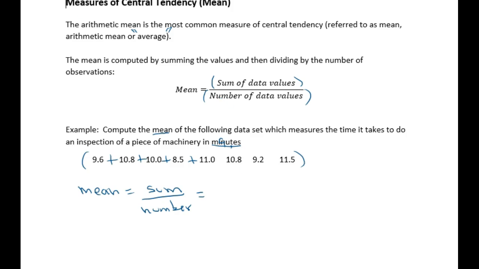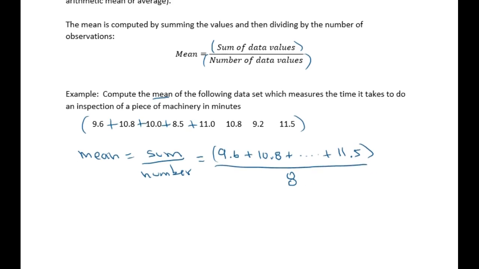So 9.6, I'll just represent that a little bit here. So 9.6 plus 10.8 plus ... all the way up to our last data point, which is 11.5. And we're going to do that addition, and then we're going to divide by how many we have. So 1, 2, 3, 4, 5, 6, 7, 8 pieces of information there.